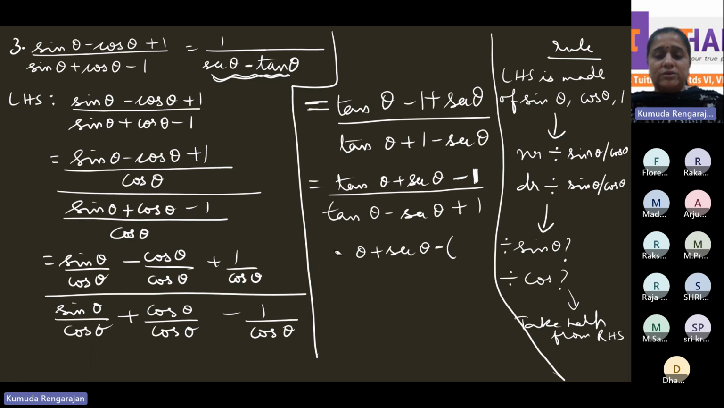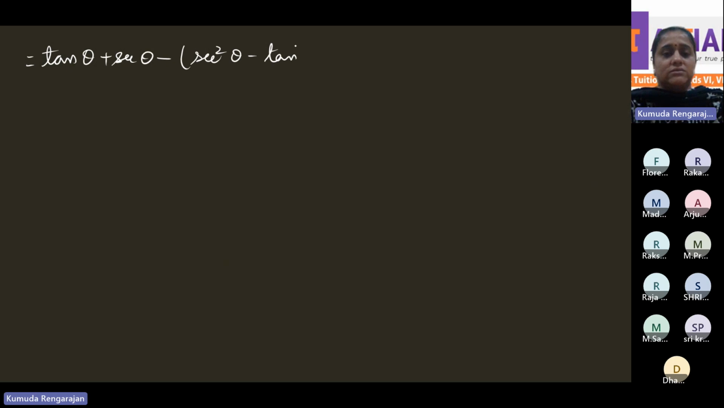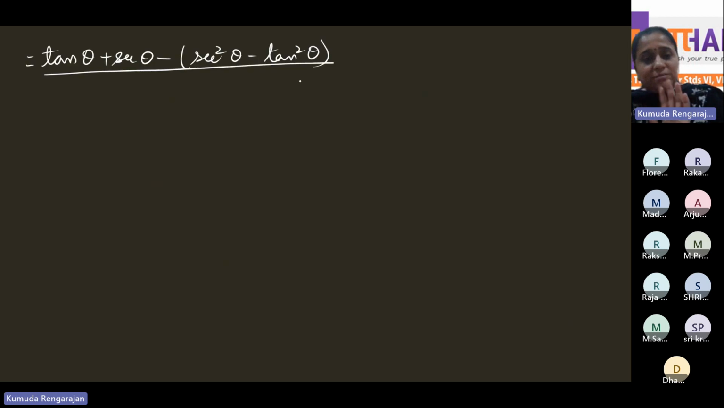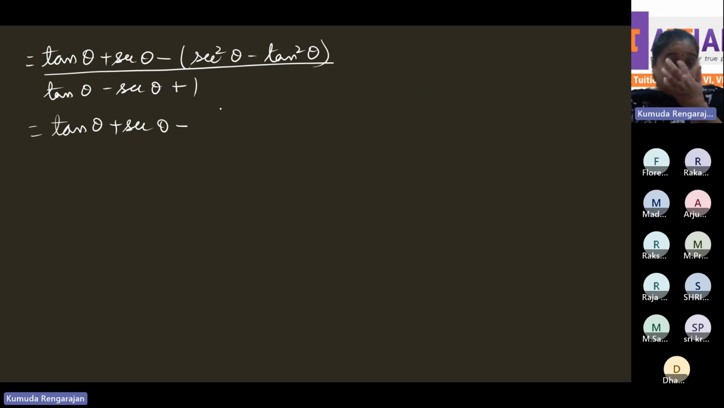I'll just take it to the next slide, children, because I don't want to erase anything here. So I'll continue on the next slide. Tan theta plus secant theta minus 1 is secant square theta minus tan square theta divided by tan theta minus secant theta plus 1. Now, tan theta plus secant theta minus, what is secant square theta?